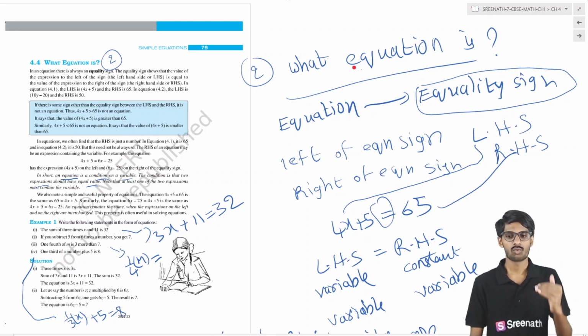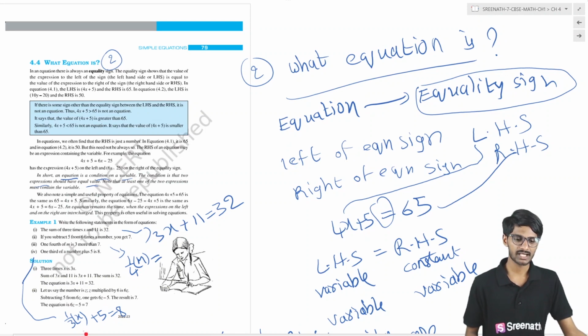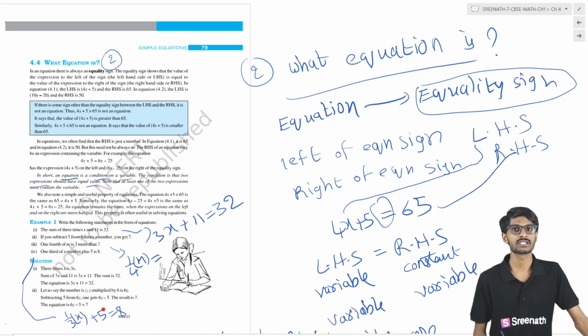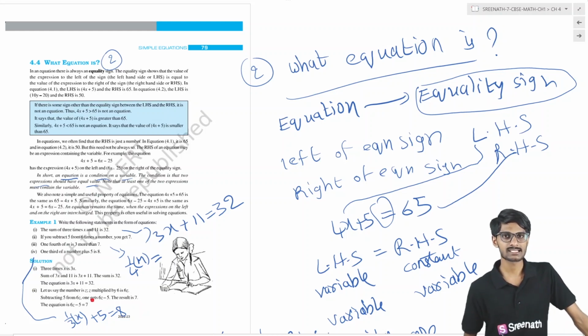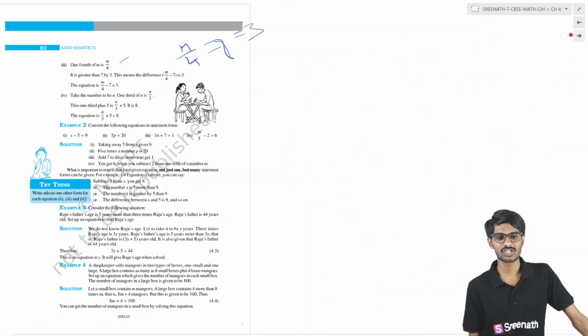So we have learned what an equation is, and we have learned how to write equations. Basically the values on the left hand side must be equal to the right hand side, and we have to put the equality symbol. That is the most important thing. Even though we have interchanged LHS and RHS, the values will not be changed, students.